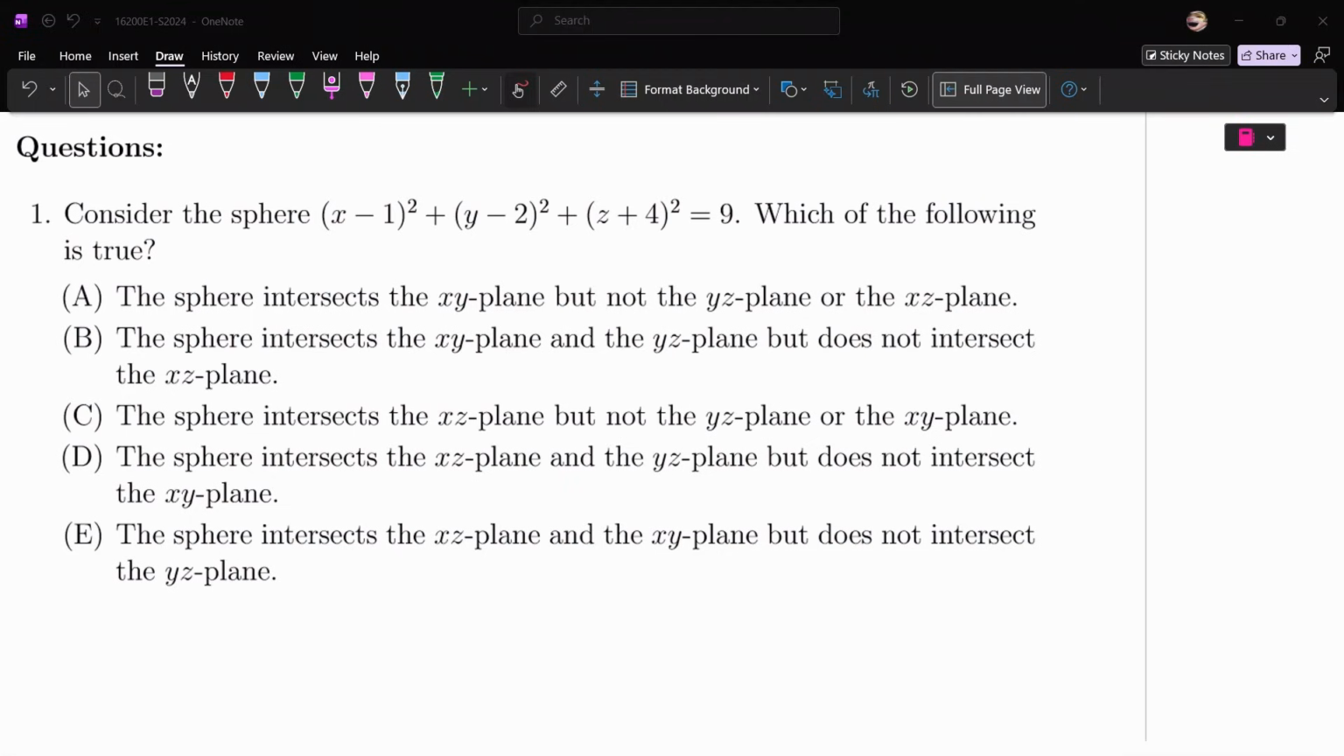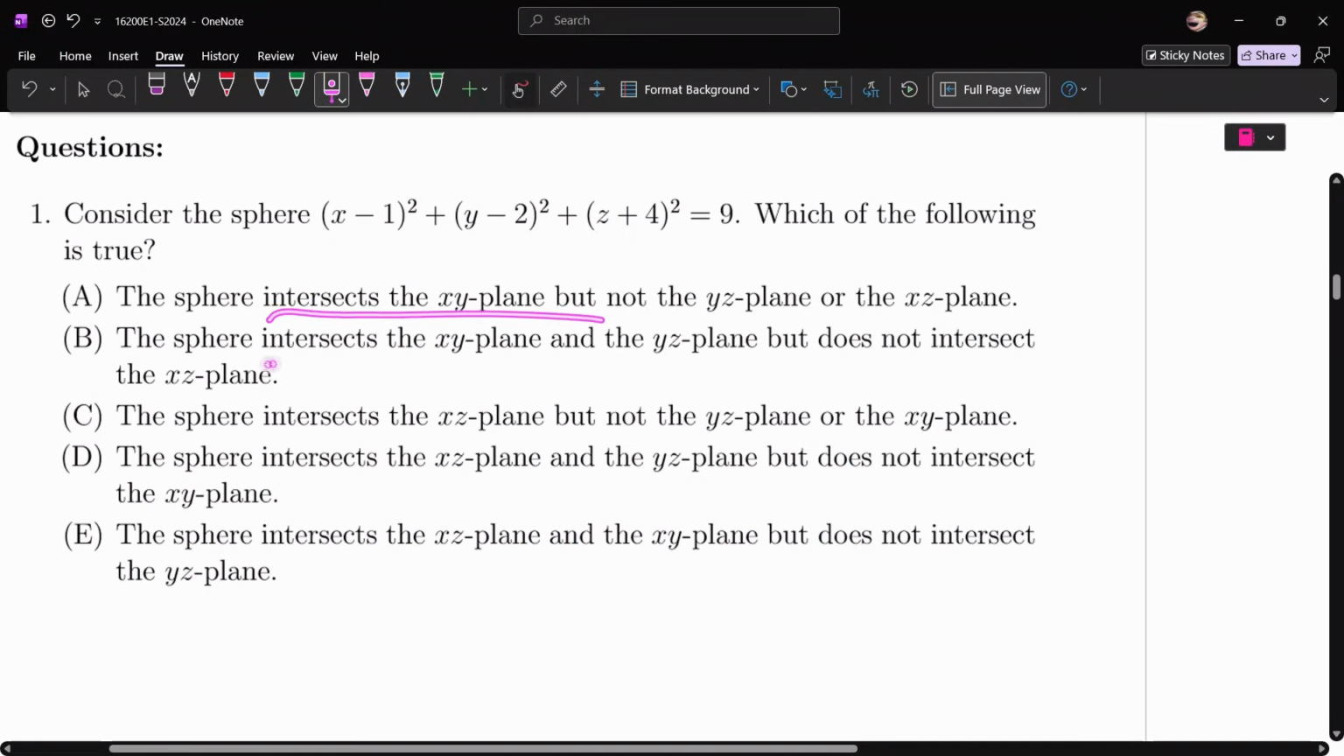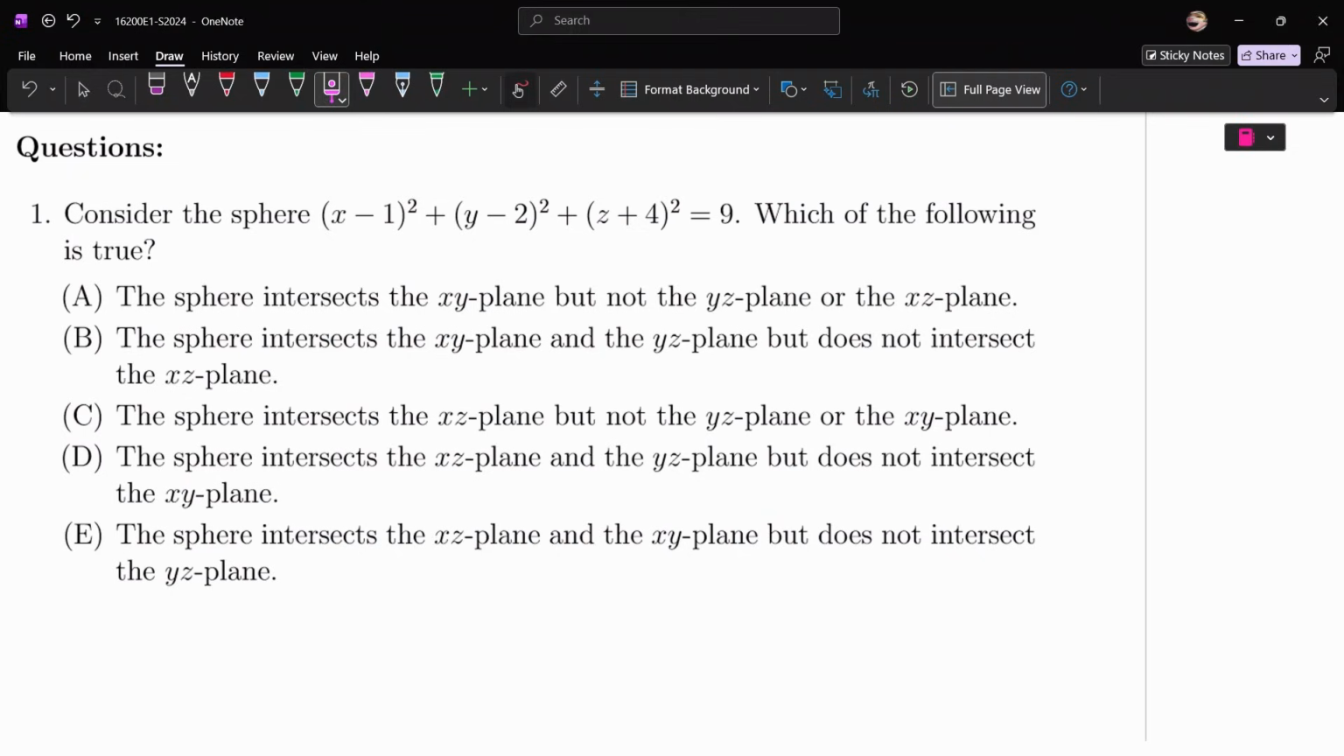Okay, so in this question, we're given a sphere, and it's asking us to figure out which of the following statements are true. Looking at all of the statements here, they deal with intersecting a plane of some sort. So we just have to worry about whether or not a plane actually crosses through a sphere. We don't have to focus on any of the other conceptual stuff for a sphere. So that's kind of nice.